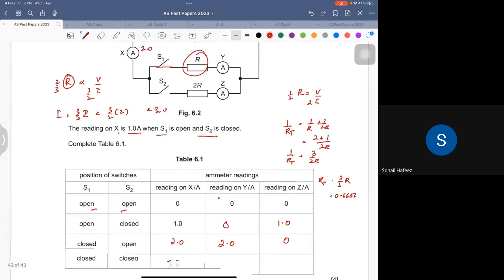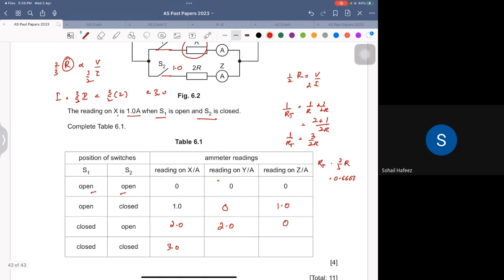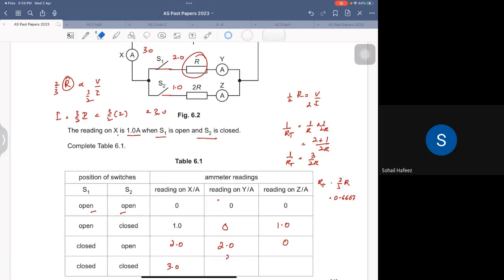And then it will be divided. How will it be divided? If you have 3, then the branch with R is going to get the larger proportion of current because the total current is now 3. So this will get 2 and this will get 1. Why will you see 2? Because according to Kirchhoff's law, the total current should be the same. That's why. If you have any questions, do let me know.